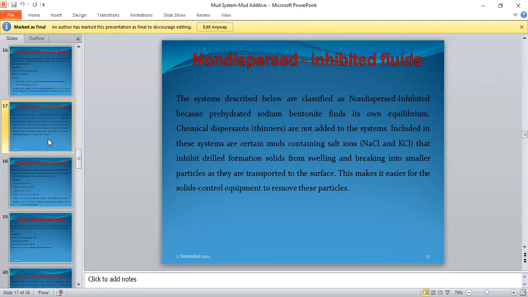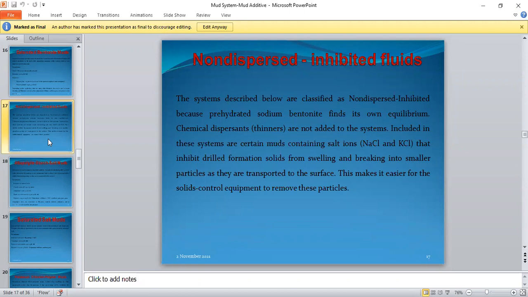Clay will continue to take water. Let's take gumbo. There is a particular amount of water gumbo can take. If you keep pouring water, it will be taken until at one point it becomes saturated with water. That's what we mean. Chemical dispersants, that's thinners, are not added to the system, but they have salt that can handle the formation.